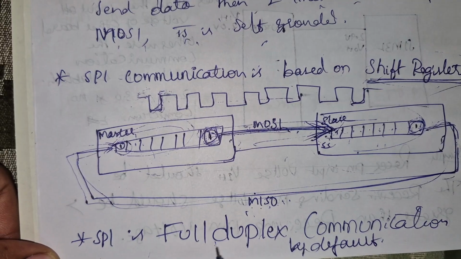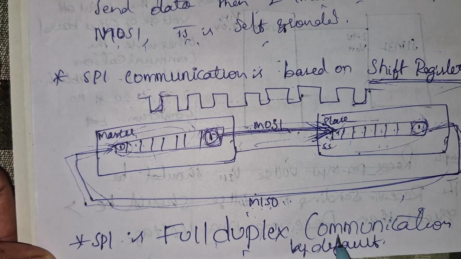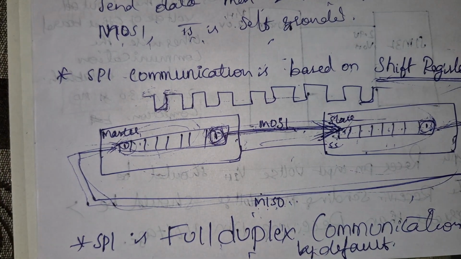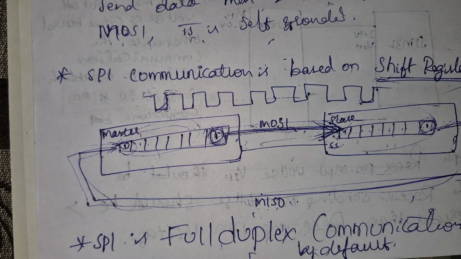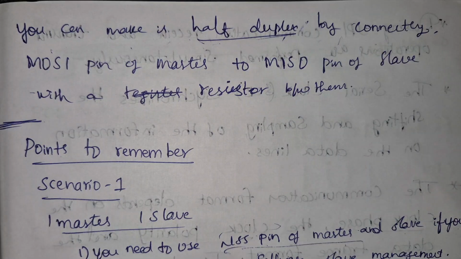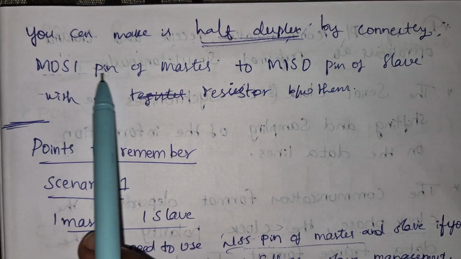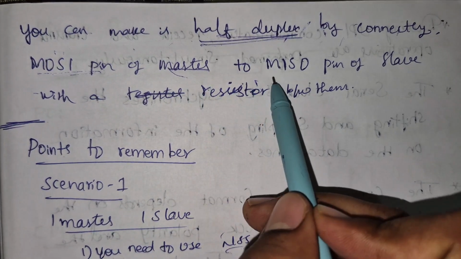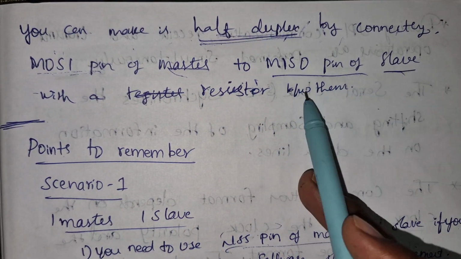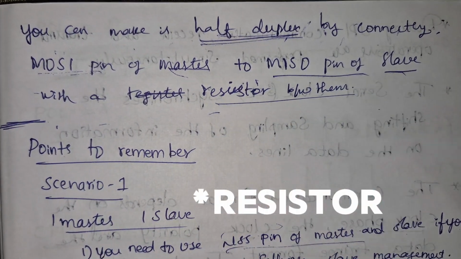And SPI is full duplex communication by default, meaning the master and slave can communicate simultaneously. And according to your requirements, you can also make it half duplex by connecting the MOSI pin of the master to the MISO pin of the slave with a register between them.